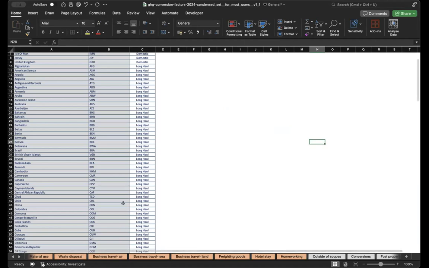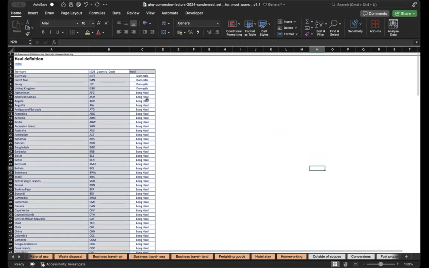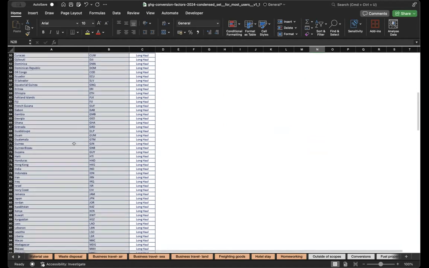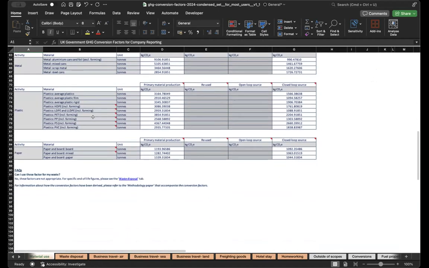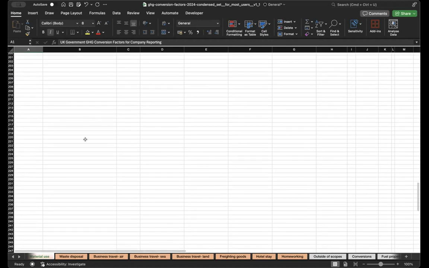I missed the source. Can you let me know the source? Is it DEFRA? Yes, this is the DEFRA website. It is the Department for Environment, Food and Rural Affairs, I always forget that. Just search on Google for the DEFRA website and you will find it. Go there, download it.